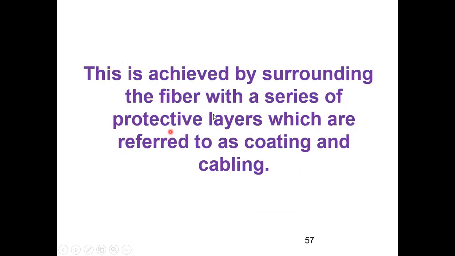So how can I do it? I will do it by surrounding the fiber, just see the word, by a series of protective layers. It's not that I put just one protection and then I get it. It's a series of protective layers, and that series of protective layers we call coating and cabling. What is fiber cabling? If somebody asks you, it is a series of protective layers which I apply to the bare fiber to offer protection. So that is called fiber cabling.